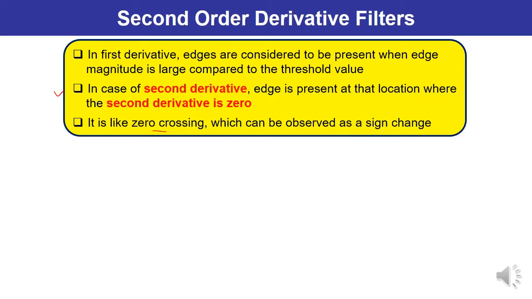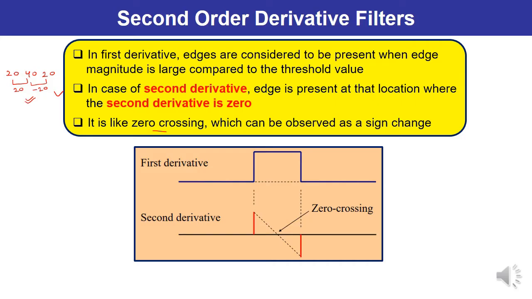It means how to define the zero crossing. This can be defined and observed as a sign change in pixel difference. Let me give you an example. If you have the values 20, 40, then again 20. Here you can see the difference is 20, 40 minus 20 is 20. But between the second and third pixel, the difference is minus 20. So here you can observe a point which is known as a zero crossing.